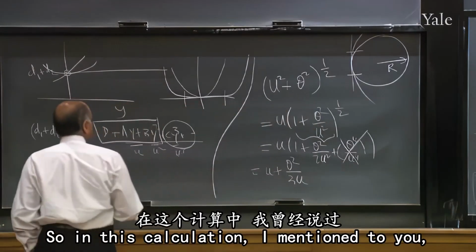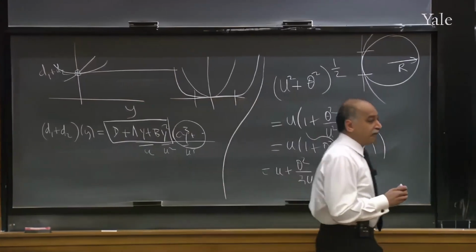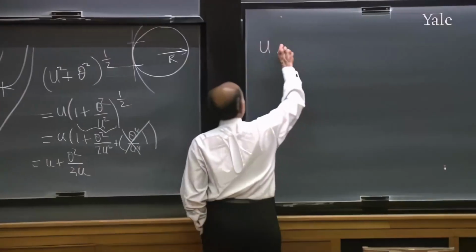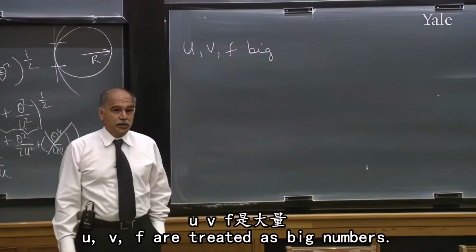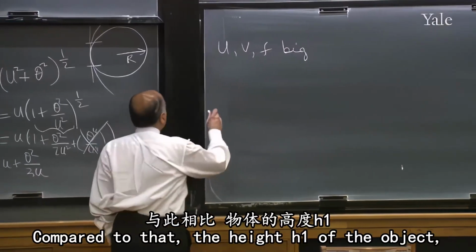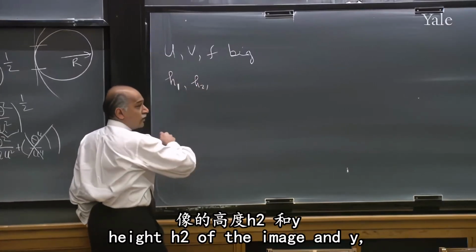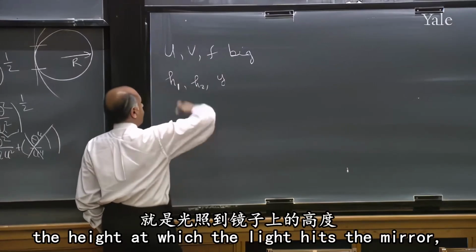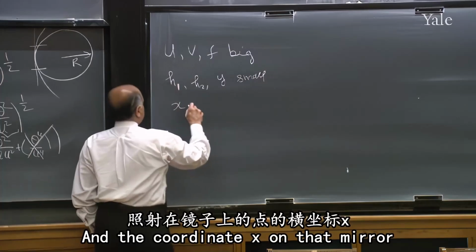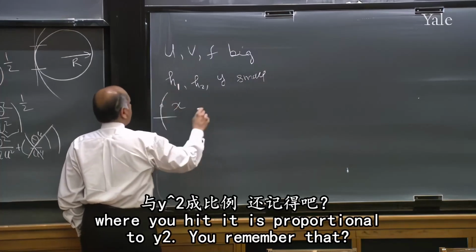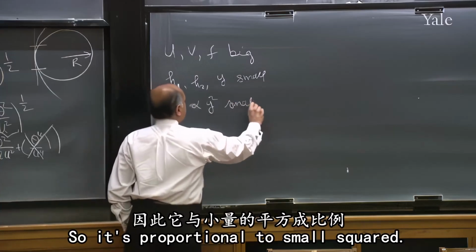So in this calculation, I mentioned to you, some numbers are big and some numbers are small. I said that near the end of the class. u, v, f are treated as big numbers. Compared to that, the height h1 of the object, height h2 of the image, and y, the height at which the light hits the mirror, are called small. And the coordinate x on that mirror where you hit it is proportional to y squared. You remember that? So it's proportional to small squared.